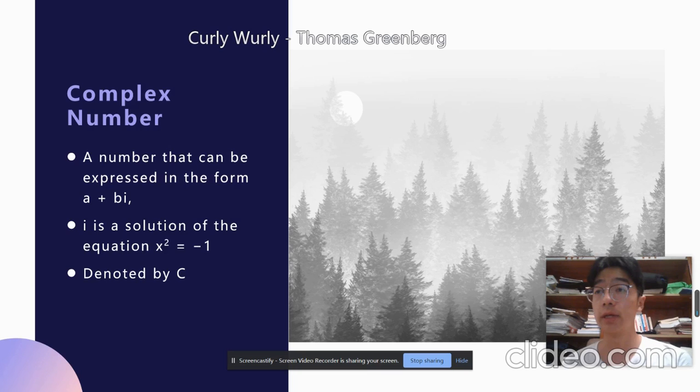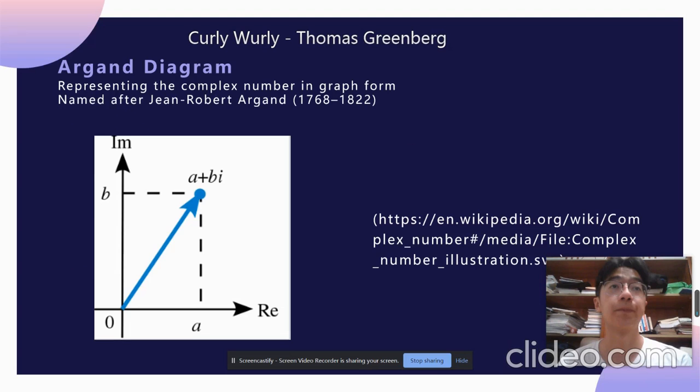A complex number is a number that can be expressed in the form a plus bi, where i is the solution of the equation x power 2 is equal to minus 1, which means i is equal to the square root of minus 1. The complex number is denoted by z.